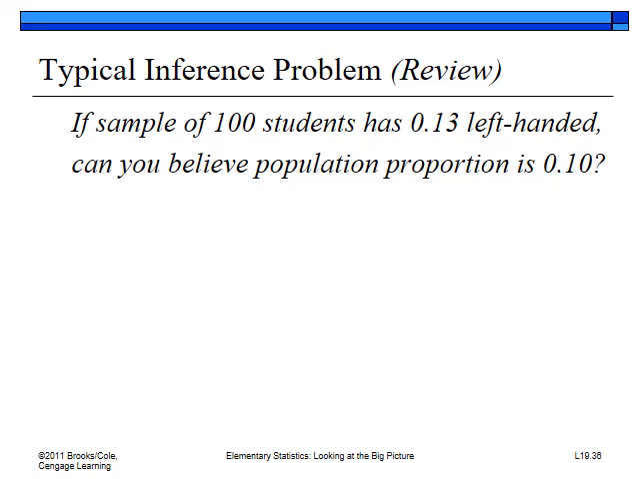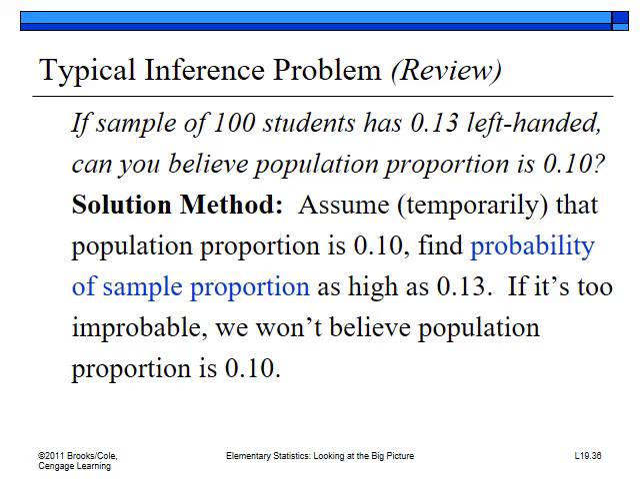So remember, one type of inference problem we're going to be interested in is one that looks like this. If we sample 100 students where in the sample 13% are left-handed, is it feasible to believe that the proportion in the population is 10%? The way that we are going to solve that is to make the assumption that the proportion in the population is 10%. Then we're going to compute the probability that our sample proportion looks this crazy, this weird, 13%. That's way too high, right?